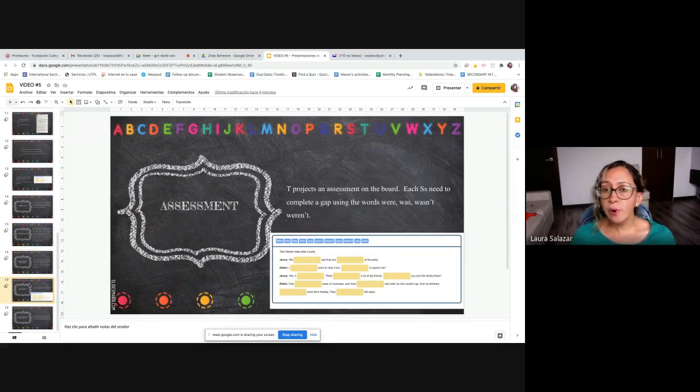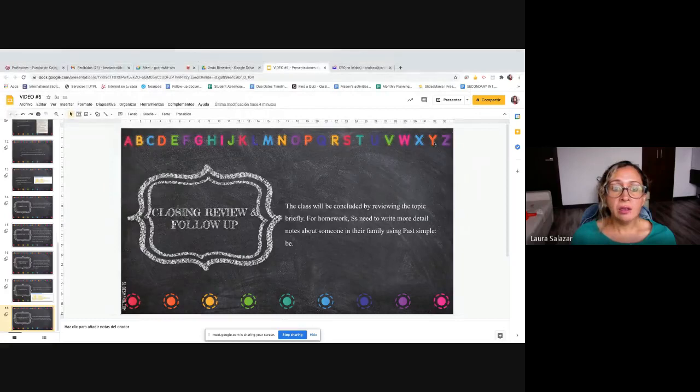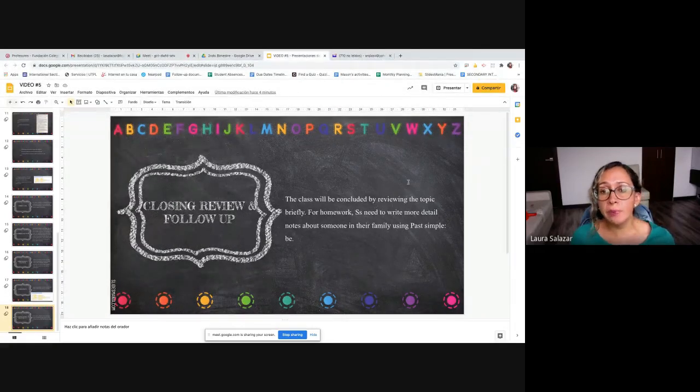For the assessment part, teacher projects an assessment on the board. Each student needs to complete a gap using the words were, was, wasn't, or weren't. And for the closing review and follow-up, the class will be concluded by reviewing the topic briefly. And for homework, students need to write more detailed notes about someone in their family using the past simple be.